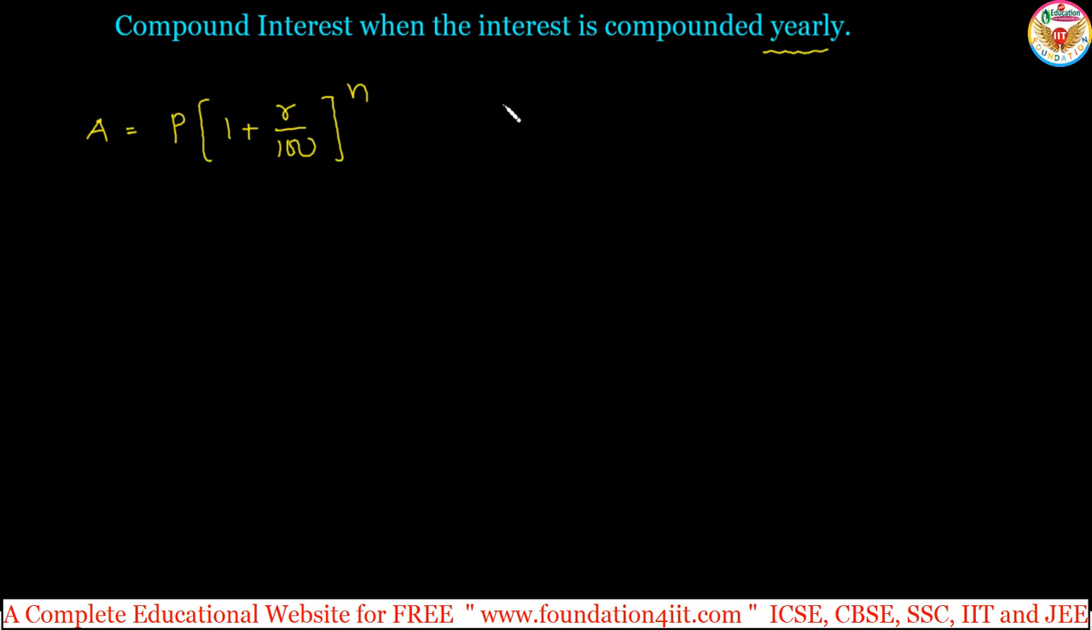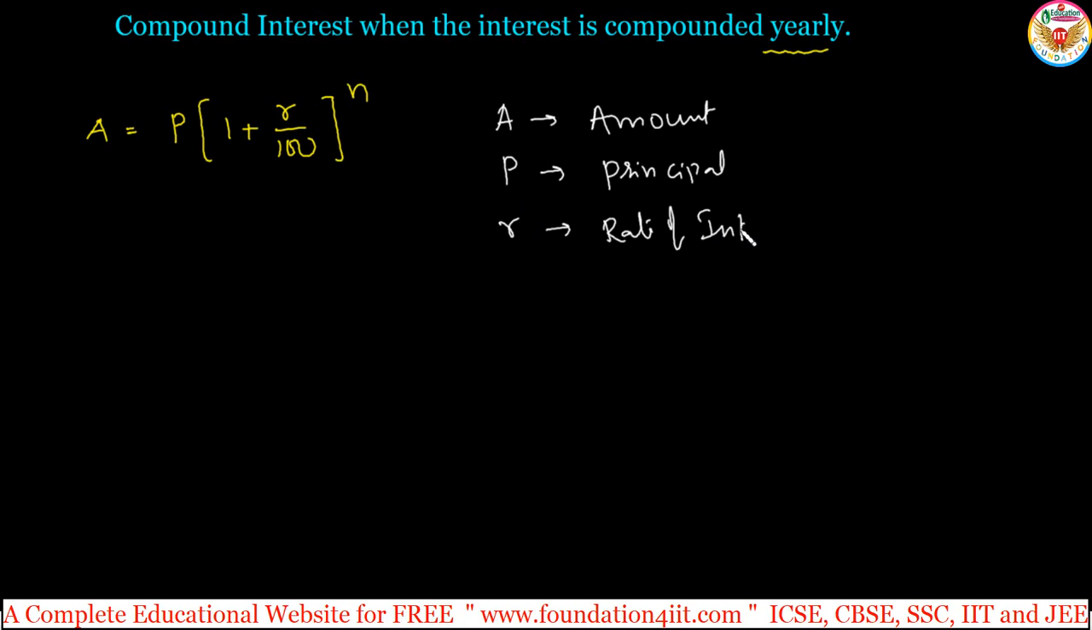So here A is the amount. Okay, we have to find out the amount. So A is the amount and P, we should know every term, no? P is the principal amount, and R is the rate of interest, compounded yearly, and N is the number of years. How many years we want to calculate, that is N.